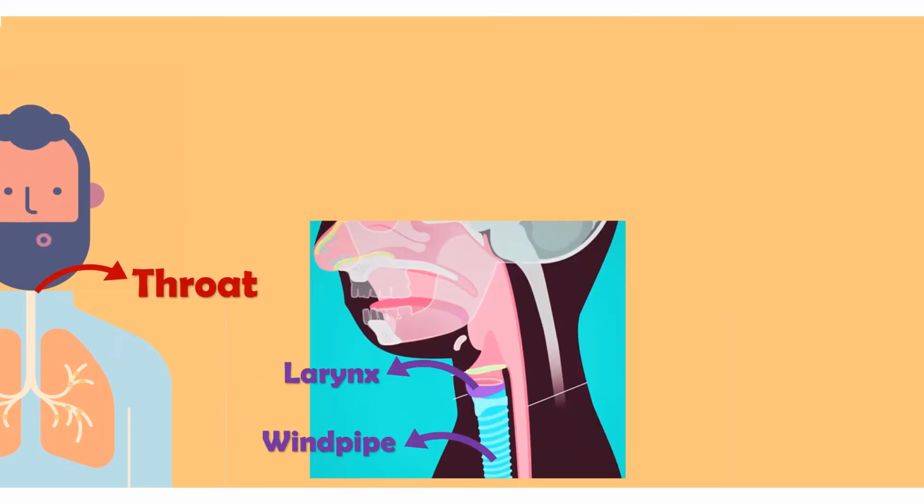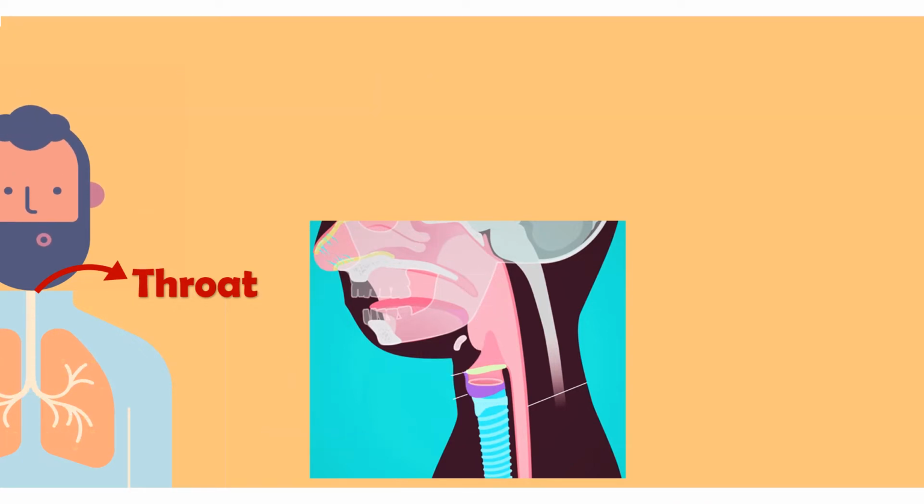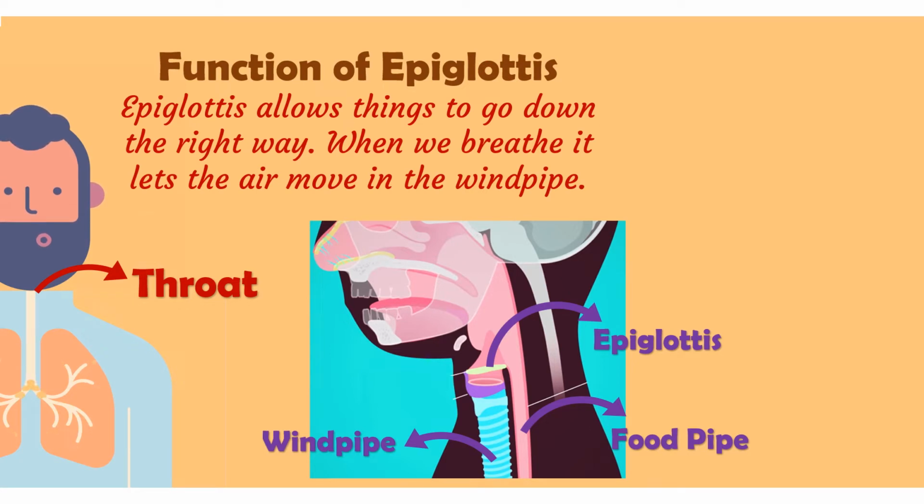From the nose, air enters the throat, and then it passes through the larynx and from there it goes to the windpipe. In our throat there are two pipes. One is called the food pipe and the other is the windpipe. There is the epiglottis. It is a kind of flap. Epiglottis allows things to go down the right way. When we breathe, it lets the air move into the windpipe. And when we eat, it lets the food enter the food pipe.